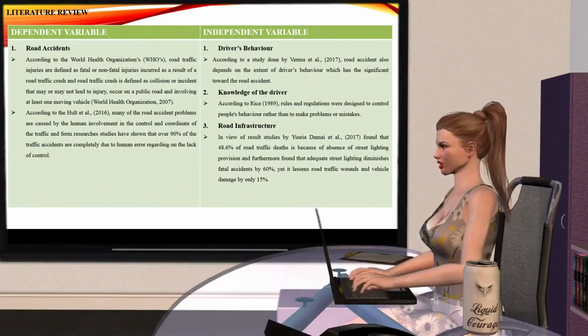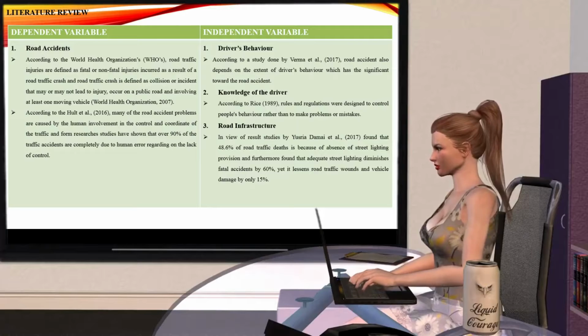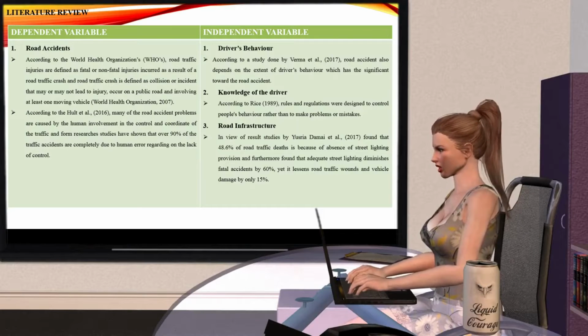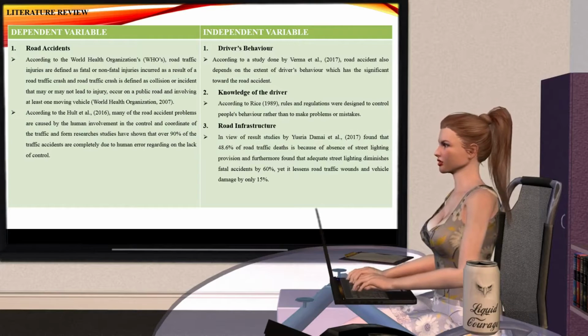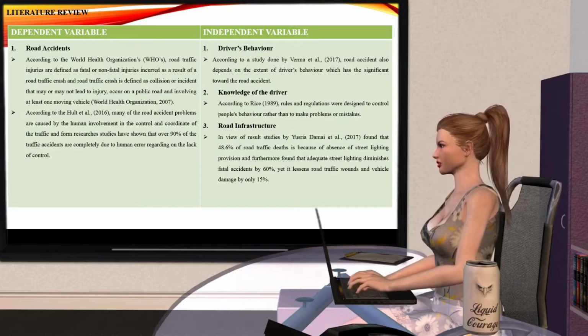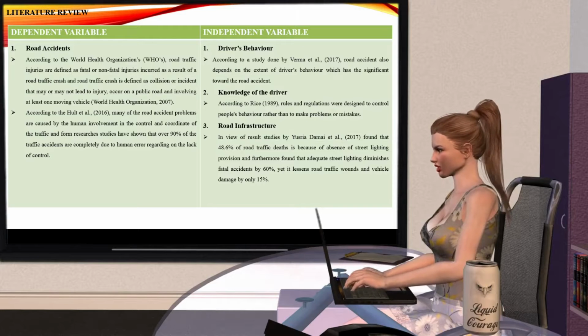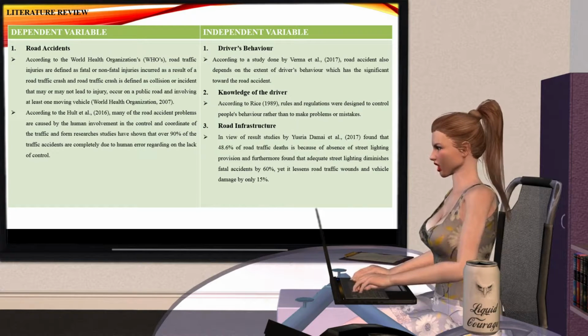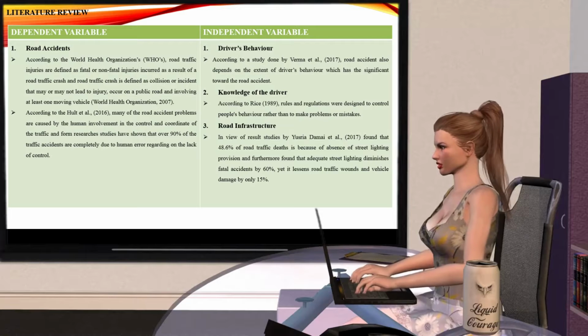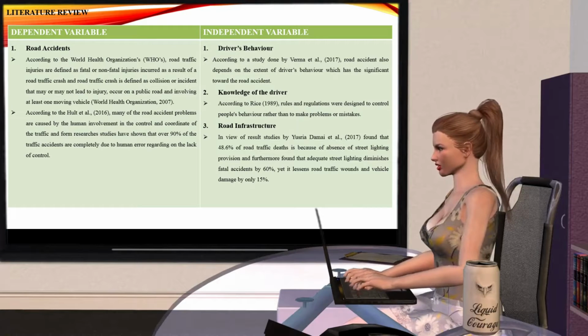Now, let's move on to the literature review. First is the dependent variable, which is road accidents. According to the World Health Organization, WHO, road traffic injuries are defined as fatal or non-fatal injuries incurred as a result of a road traffic crash, and a road traffic crash is defined as a collision or incident that may or may not lead to injury, occurs on a public road and involves at least one moving vehicle.